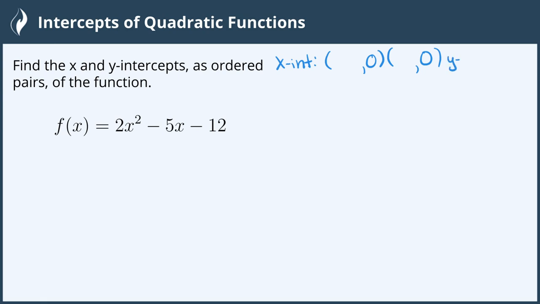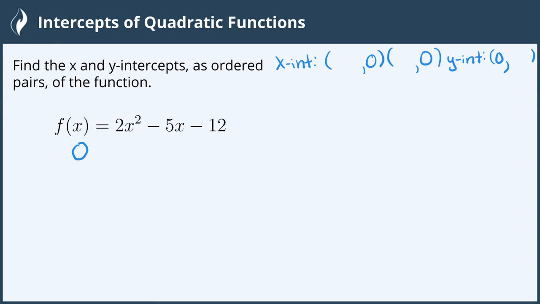Then to find the y-intercept, just the opposite, to find where the y value crosses, this is when x is 0, meaning the only variable left when I put 0 in for x will be the y. So we're going to substitute 0 in for x and 0 in for y to find all of our intercepts. Let's go ahead and find the x-intercepts first.